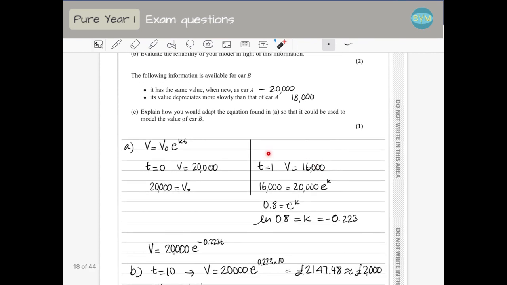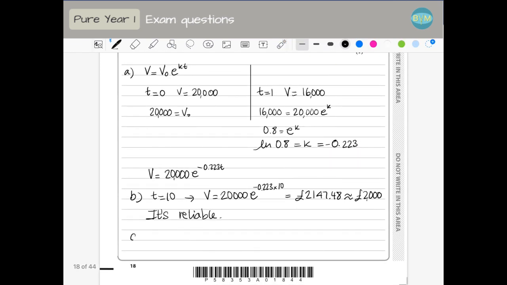So if you go back to your model when you find K, this K is the ln of the quotient between 16,000 and 20,000. So if this number is greater, this number is going to be greater, which means the ln is going to be greater. So it's going to be closer to 0. It's less negative, if you want to say that. So your value of K is going to be greater, or less negative in case it's confusing.